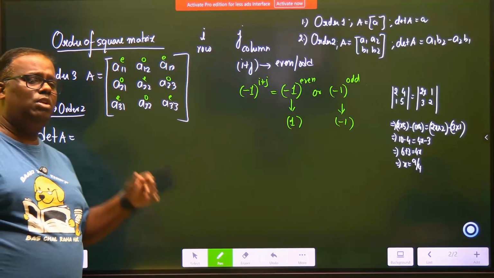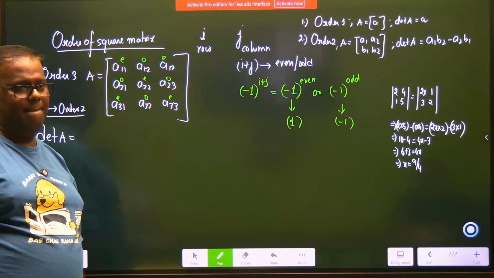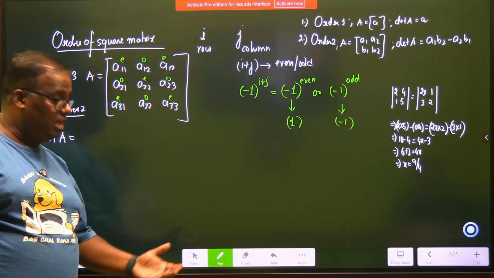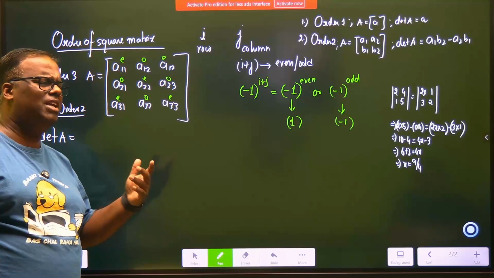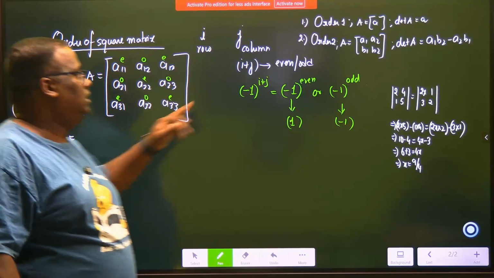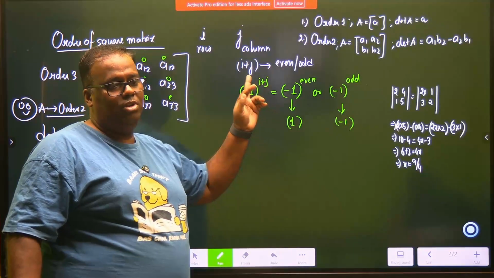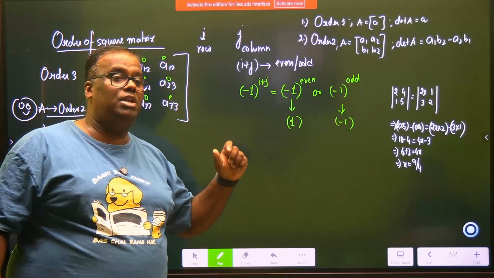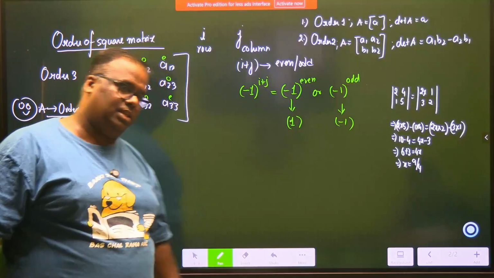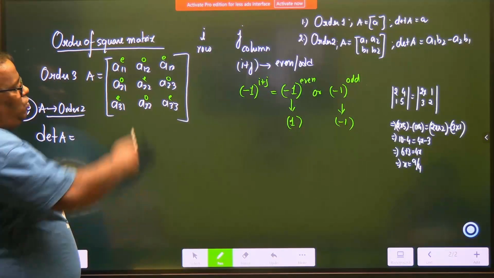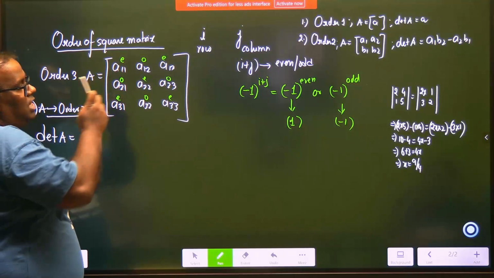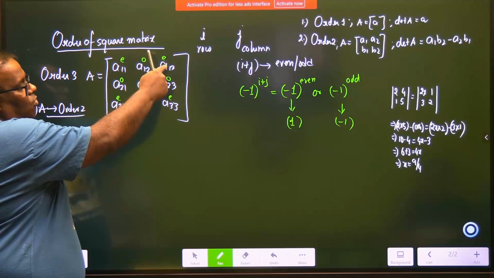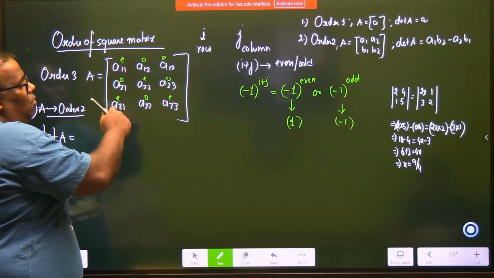And this -1 will be associated with every element. Whether you use it or not will depend on whether you are expanding from that element. What is expanding from that element? I'll explain. So what did we understand? The -1 to the power i plus j will be associated with every element. Whether I will use it or not will depend on how I'm expanding the determinant. Now, if you pick up this element, then the -1's value will become 1, -1, then here 1, -1, 1, -1.